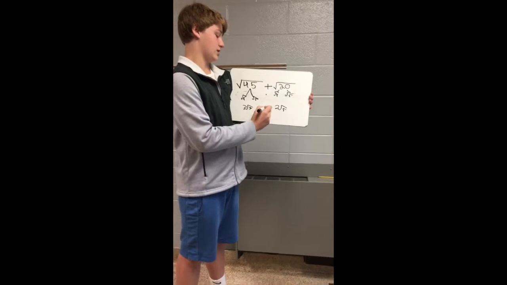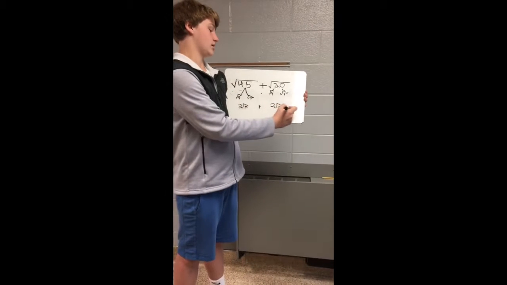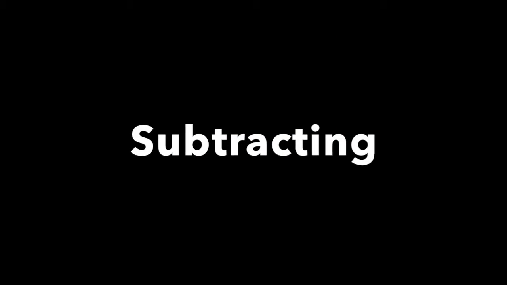Then, to add and subtract, you put the addition sign back down and add these two numbers outside. 5 plus 5, that's your answer.